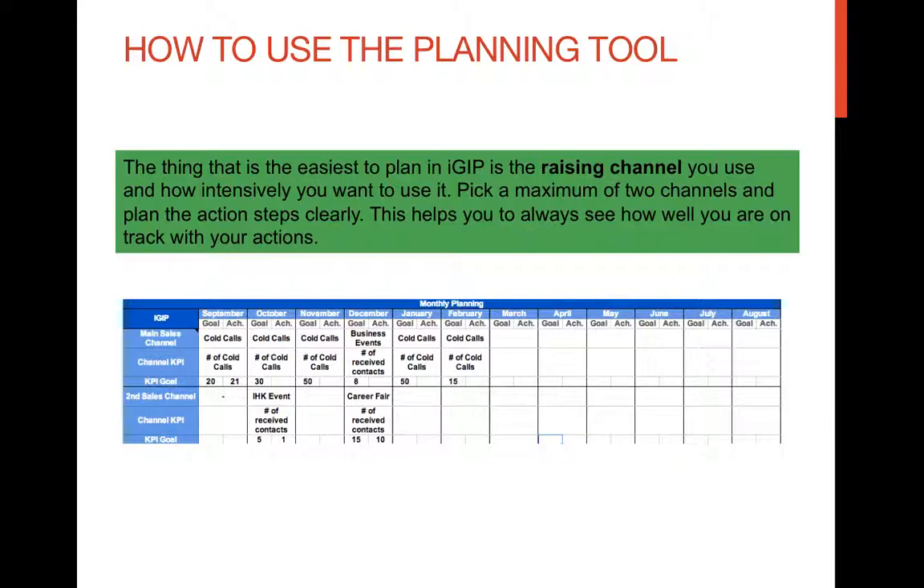Same for business events. Only go to the ones that actually fit your target or suit where you want to get. And then there you collect contacts or leads that could possibly lead to more company meetings. So this should be connected to your planning for company meetings in the monthly planning before. If those two are not aligned, it doesn't really make any sense.